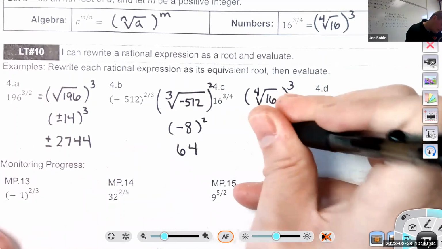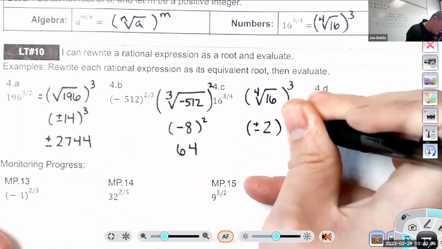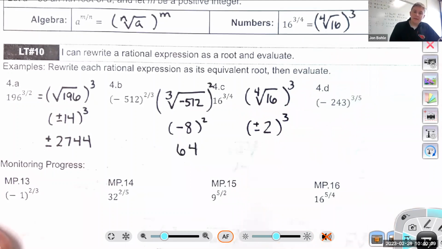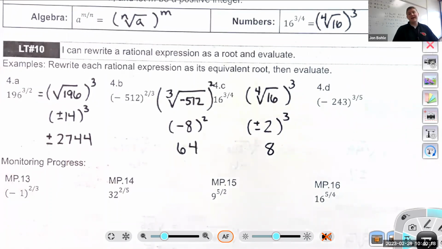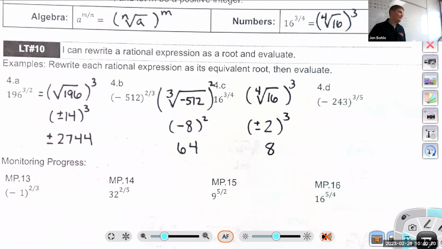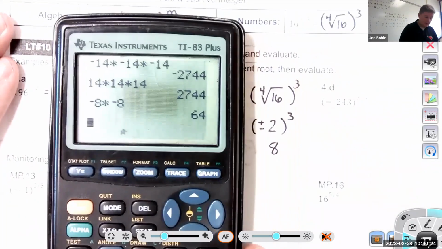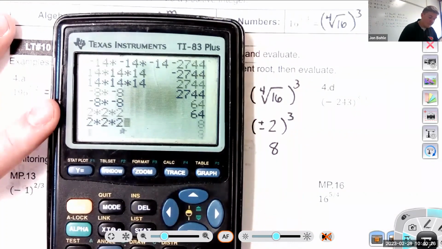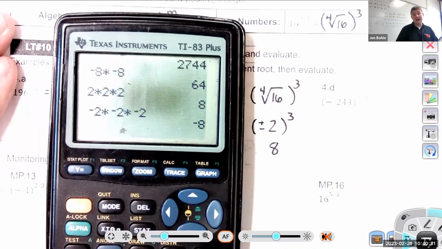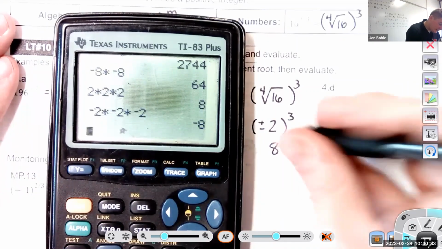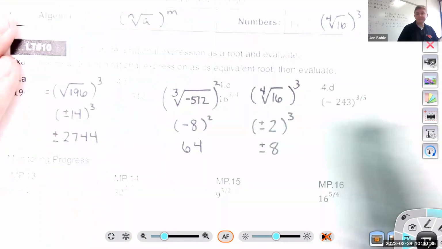Positive and negative, because I'm going to an even root. And then when I take 2 to the third power, plus and minus 2 to the third power, I know it's going to be 8, because 2 times 2 times 2 is 8. I've got to check. It's going to be positive 8, negative 8, or both. So you just have to put in a little bit of work if you're not 100% sure. I got both. So my answer is both.